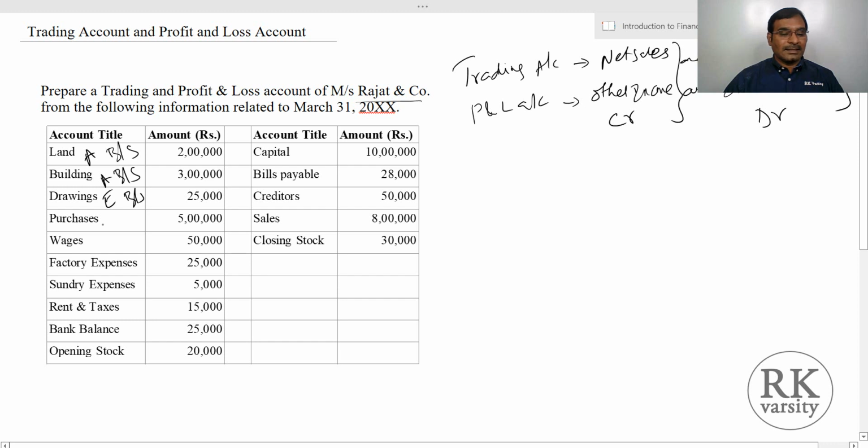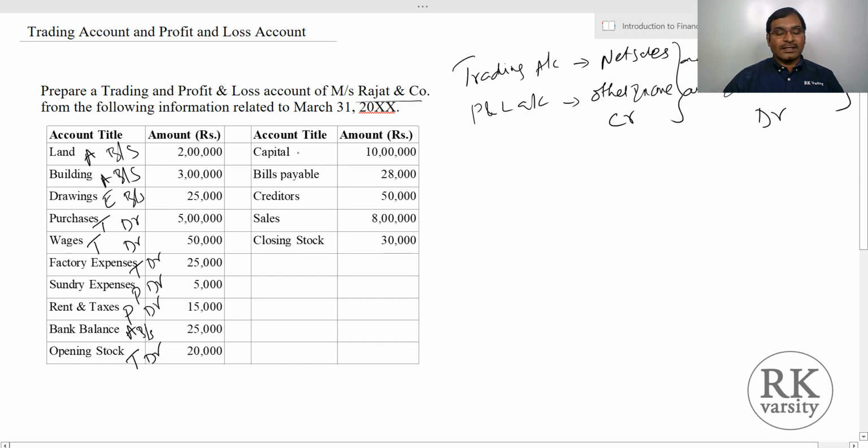Purchases is a direct expense, so this goes to the trading account, debit side. Wages is a direct expense, so trading account, debit side. Factory expenses is a direct expense, trading account and debit side. Sundry expenses or miscellaneous expenses is an indirect expense, so profit and loss account, debit side. Rent and taxes is an indirect expense, so profit and loss account, debit side. Bank balance is an asset, so this appears in the balance sheet. Opening stock appears in the trading account, debit side.